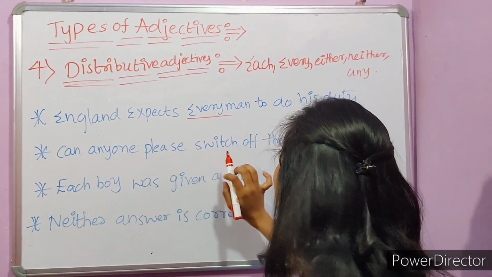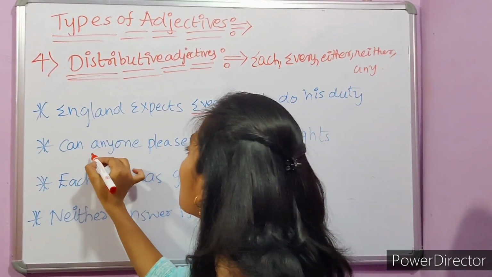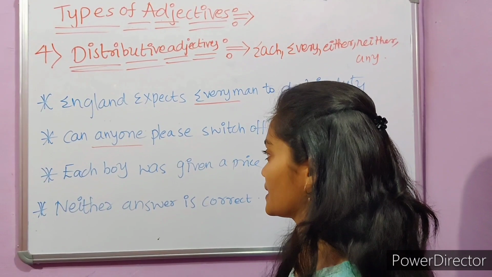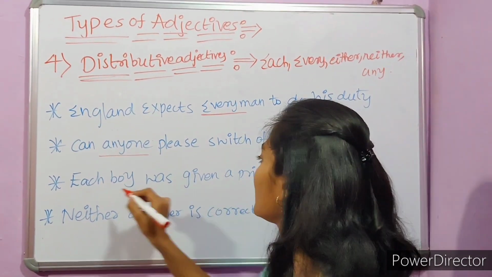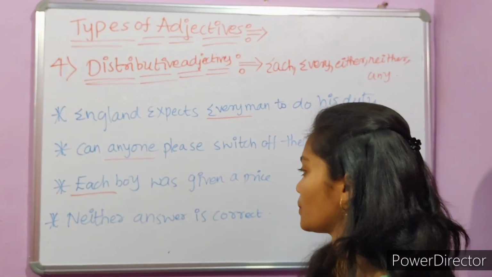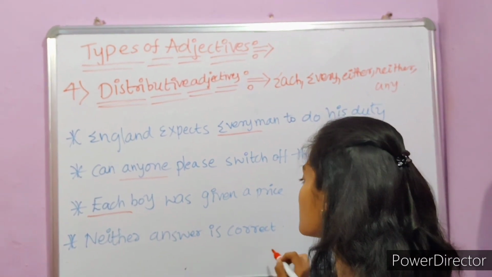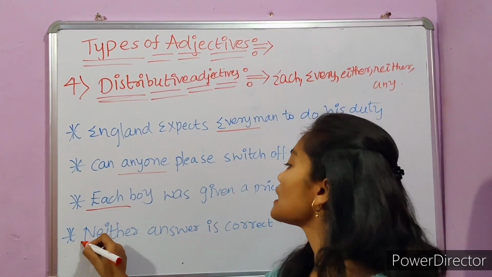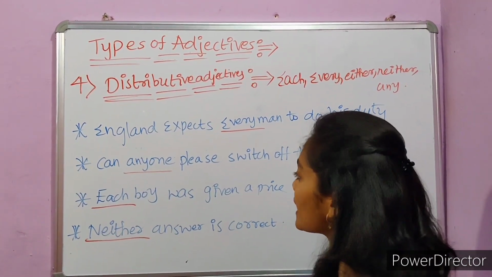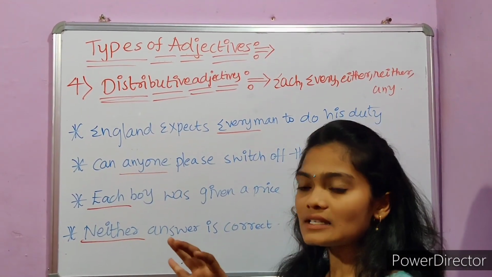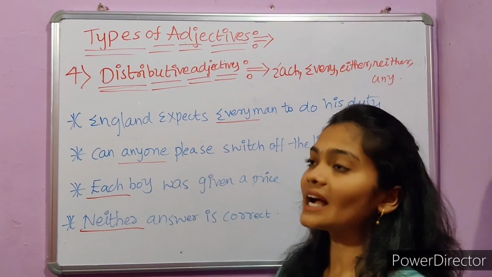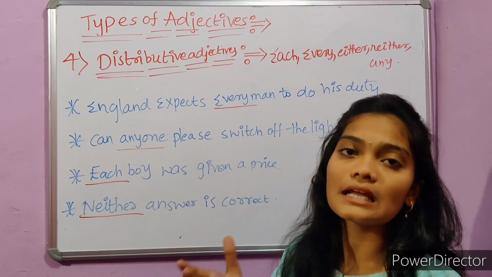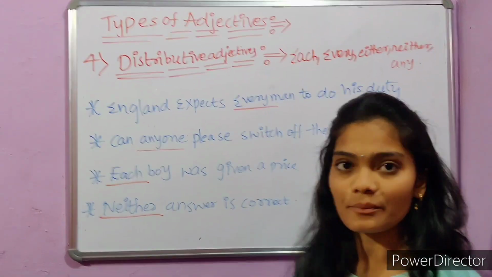Can anyone please switch off the lights? Here anyone is a distributive adjective. Each boy was given a prize. Here each is a distributive adjective. Neither answer is correct. In this sentence, neither is a distributive adjective. They do not consider the group or a collection, but they consider each and every person or thing separately.